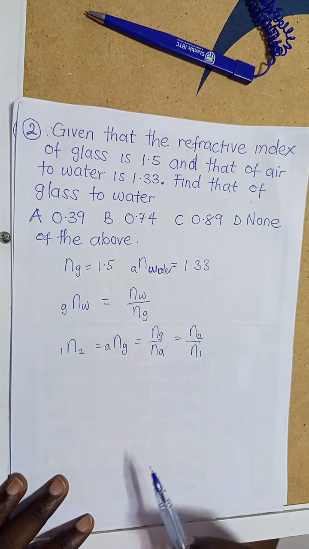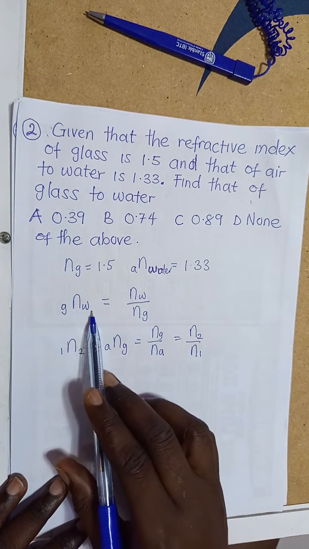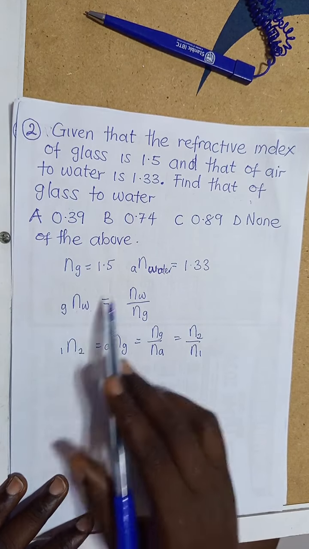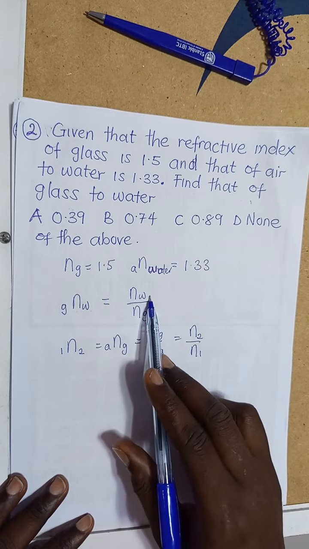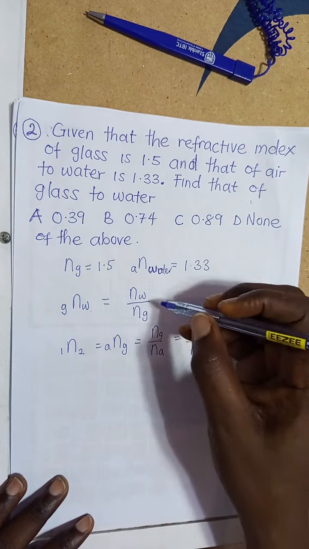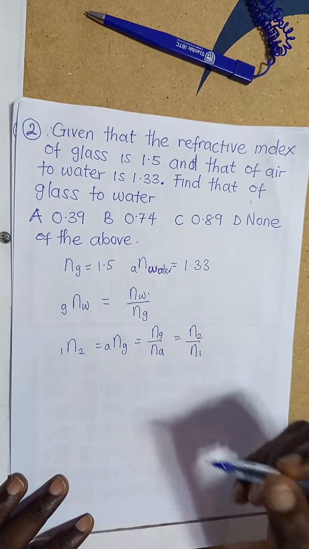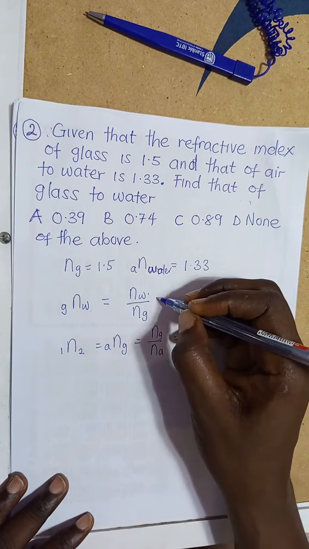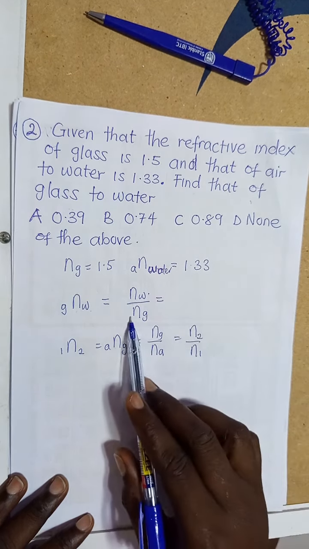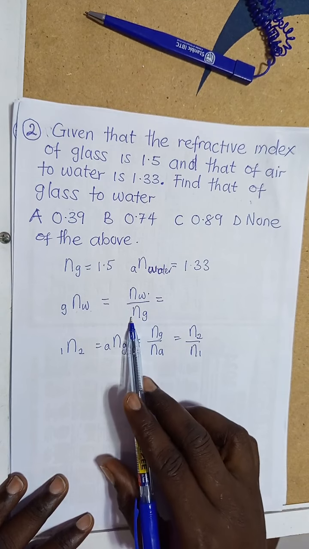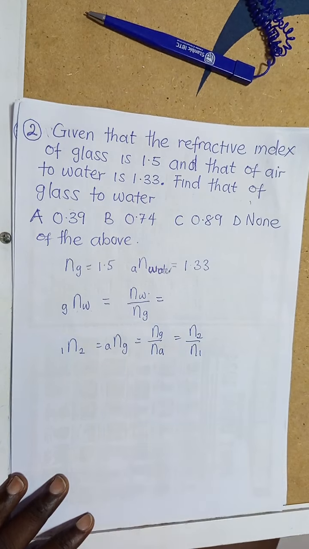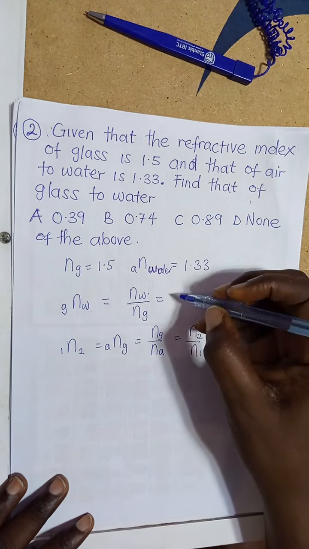So in that case, since we are looking for glass to water, it's now n water, the refractive index of water, over the refractive index of glass. So what we want to do now is the refractive index of air to water over the refractive index of air to glass, which will now be equal to what?